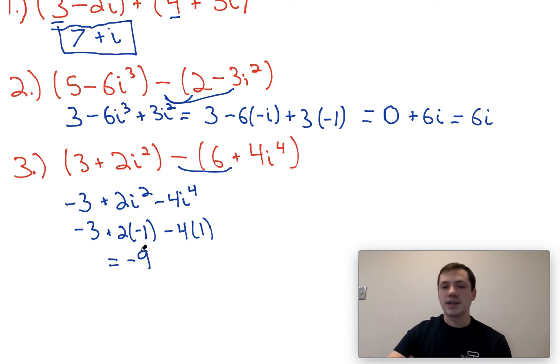And that's how you do it. That's how you add and subtract complex numbers. Pretty straightforward, not too hard. Just remember, it's just like polynomials. So if you know how to add and subtract things involving x, you really know how to add and subtract things with i. You just have that one extra step at the end.